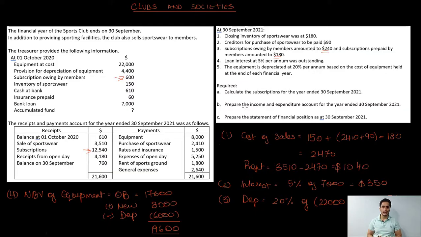Next, we need to record our non-current liabilities and the current liabilities. For non-current liabilities, we have a bank loan at 7,000, which will be recorded. And for current liabilities, if we go through our adjustments, we have creditors for purchases at $90. Then we have prepaid subscriptions at $180. We also have accrued interest on loan in the income and expenditure account at $350. That will go. And finally, we have the bank overdraft balance as per receipt and payment account at $760. So let us record these liabilities and take a total of the accumulated fund and liabilities.